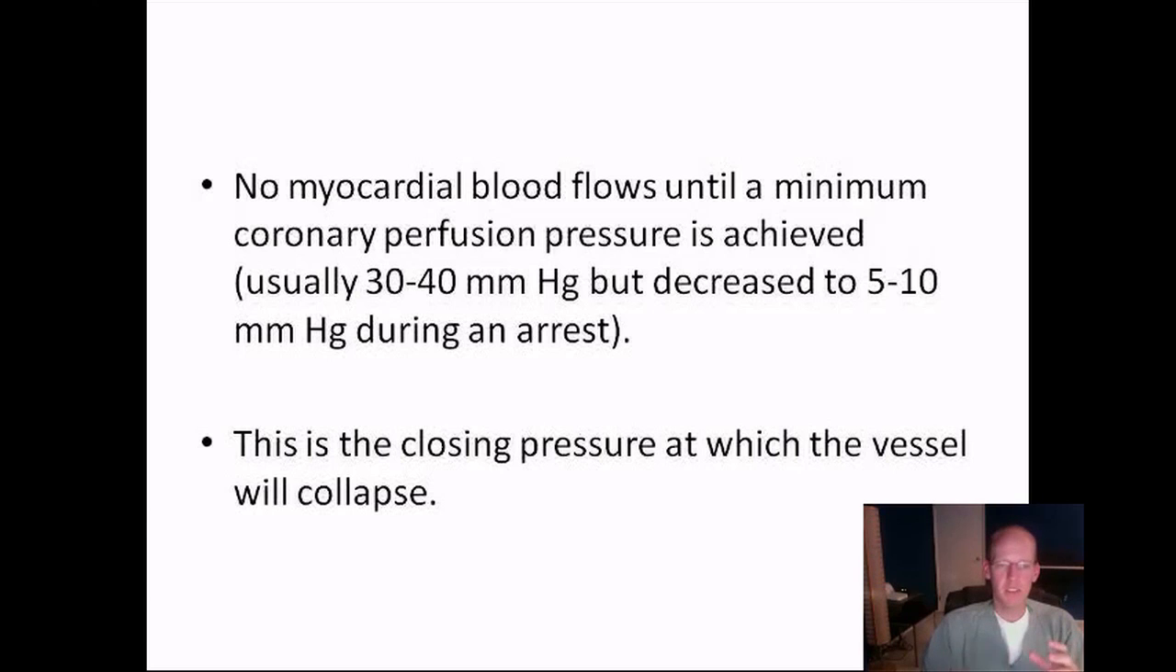Now usually this is 30 to 40 millimeters of mercury, but under maximum dilation, which tends to occur during the ischemic period of an arrest, you may be able to get it down to 5 to 10 millimeters of mercury. But either way, that's the amount of pressure that you have to generate in those coronaries before they'll even open and allow forward flow. So every time that you stop compression, that goes back to zero. Then you've got to create that forward flow again by doing effective compressions to build that pressure back up in the coronaries and get the flow going.